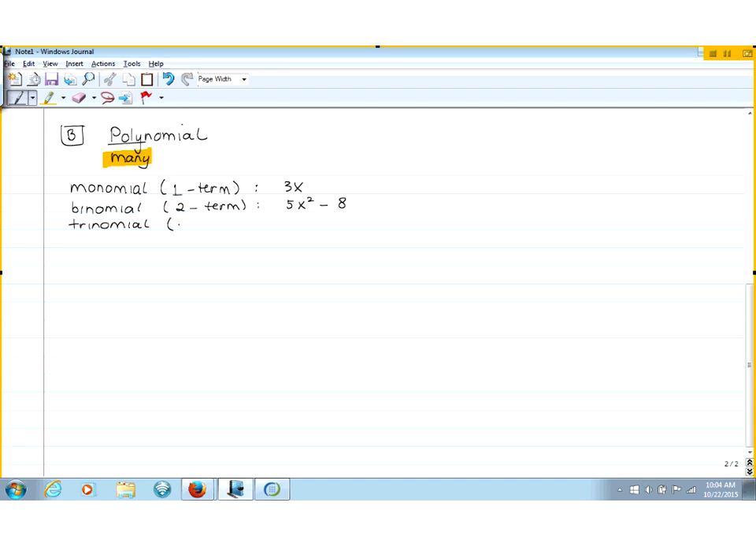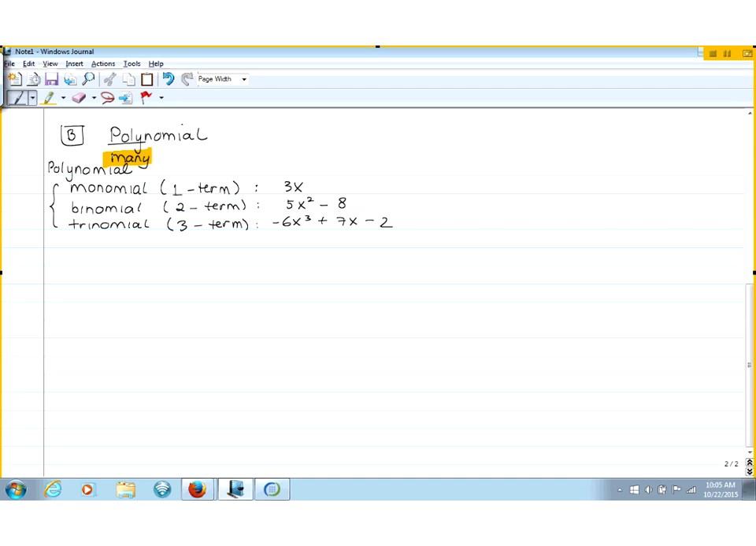Trinomial. Three terms. Give me an example of a trinomial. Negative 6x cubed plus 7x minus 2. That's just an example. So three terms. Yeah. So all of these, even though the first one is only one term, are called polynomials. Yeah.